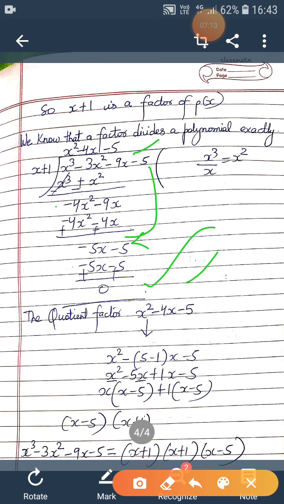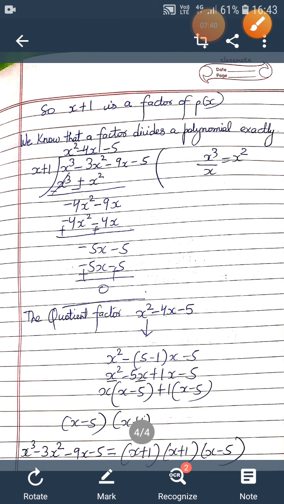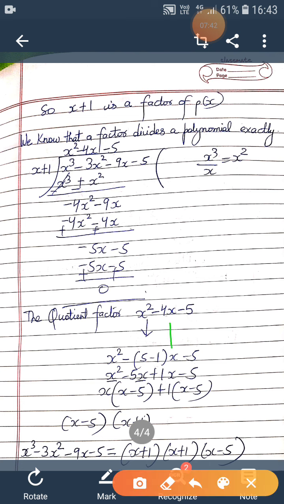So the other factor is the quotient factor, that is x square minus 4x minus 5. Can we further factorize it? Yes, it is possible by splitting of the middle term. So we have to find factors of 5 which on subtracting or adding give 4. We can write the factors as 5 and 1. 5 into 1 is 5 and 5 minus 1 is 4. So 4 can be written as 5 minus 1 and we split the middle term.